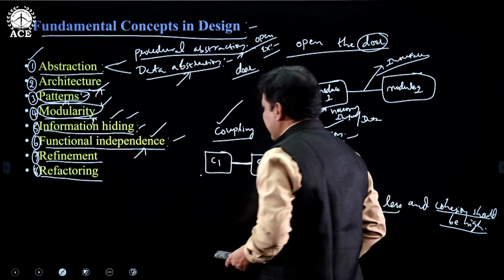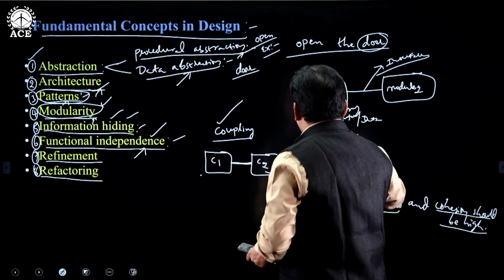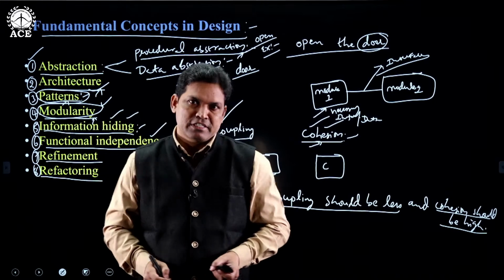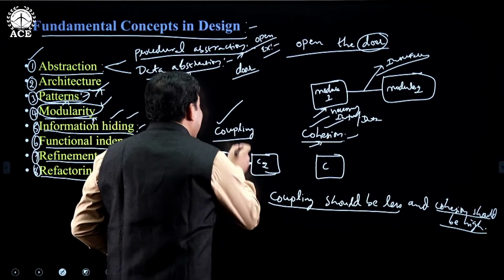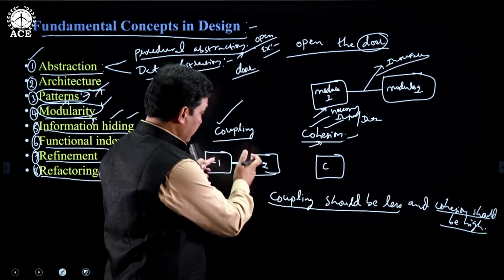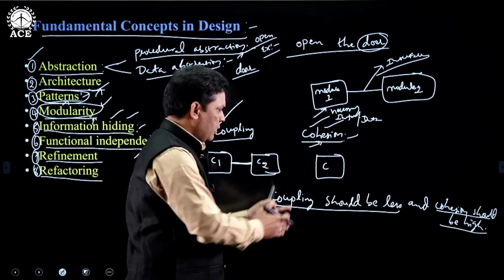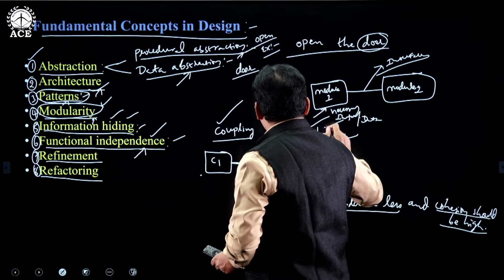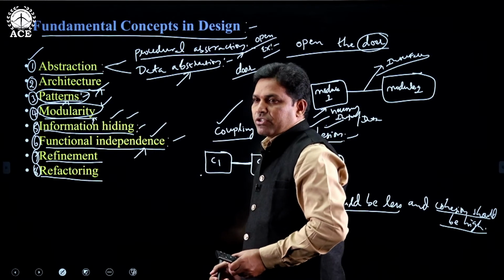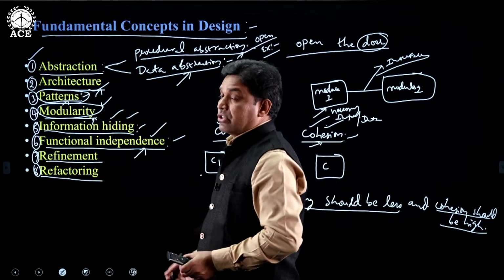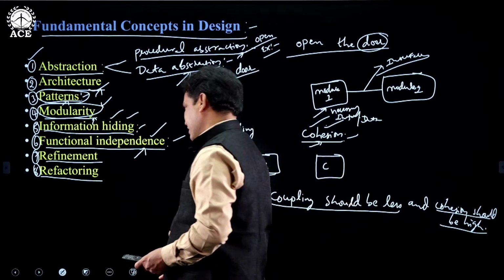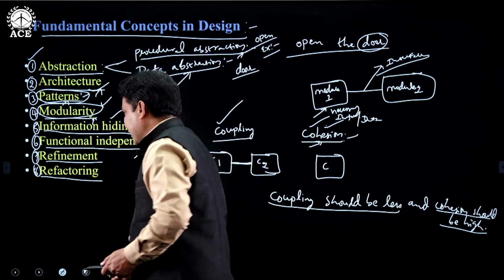So which one is maintaining functional independence here? Cohesion is maintaining functional independence, whereas coupling is maintaining functional dependence, right? Dependency among components. Here, no dependency. So which one is maintaining functional independence? Cohesion. That's why if you want to design a software system, cohesion should be high, whereas coupling should be less. So that is about functional independence.